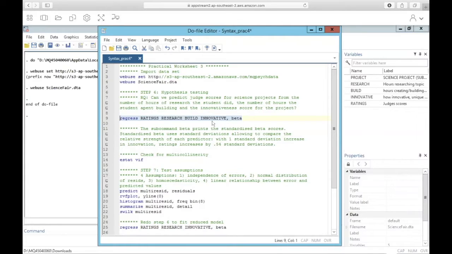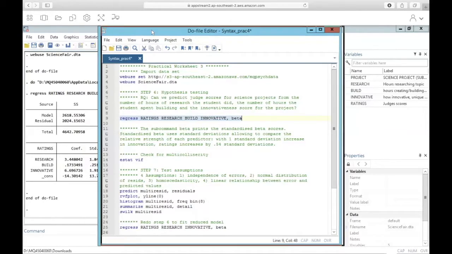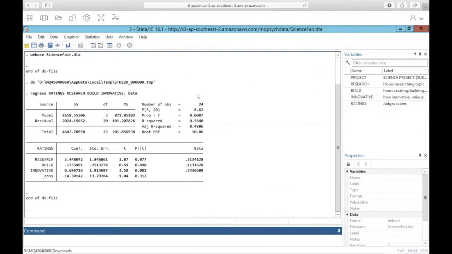Now you'll notice the one difference from last week is the subcommand comma beta. This will print a statistic called the standardized beta in place of the 95% confidence interval. And this is really useful because we can actually compare the relative strength of all of our independent variables on the outcome. Right? So you can see the output itself looks very similar to the simple regression last week. The only difference is this addition of multiple lines in our predictor statistics.